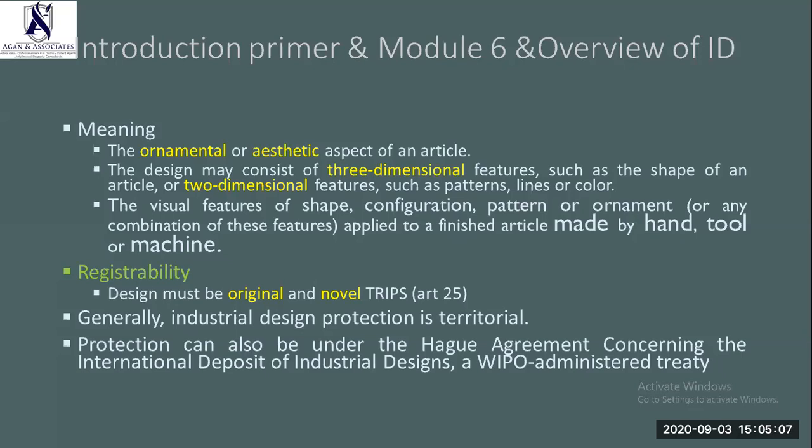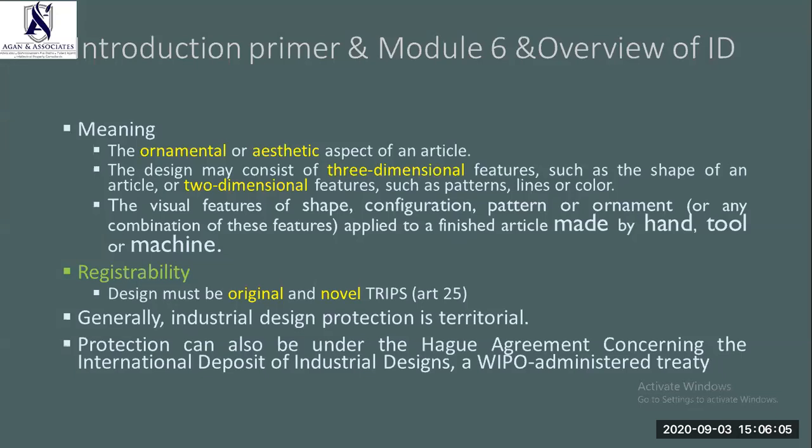One, it must be original. Important, ladies and gentlemen, it is very important for us to know the various thresholds for the various modes of registration of intellectual property. So when we talk industrial design, we talk of originality; when we talk of trademarks, we talk of distinctiveness. When we talk of patents, we talk of novelty, inventive step, and industrial applicability. When we talk of copyright, we talk of originality in the expressed idea.